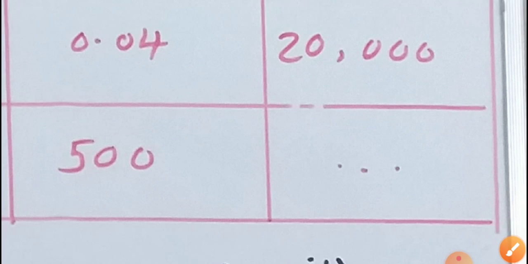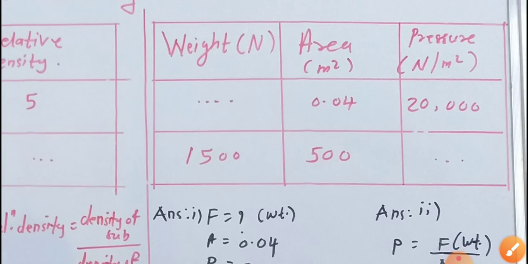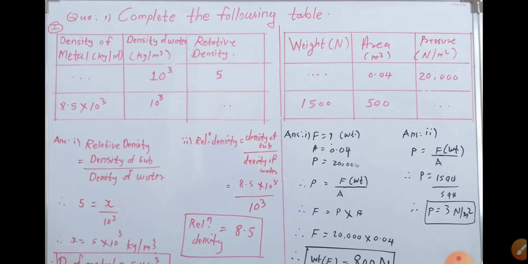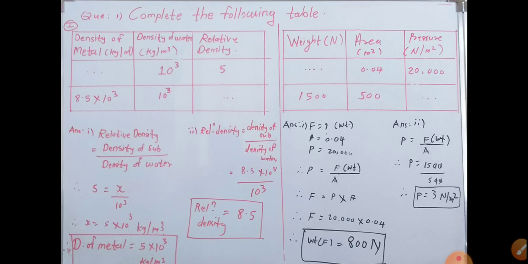So these are the examples and we have completed the table with the help of the density and relative density formulae. Now we'll solve more examples. In the next video, word problems are also given. So we'll solve some examples. You have to write down these examples in your notebook.